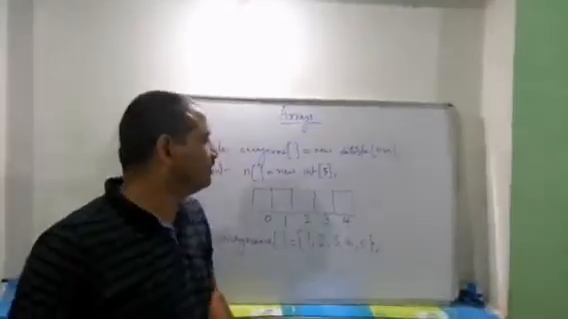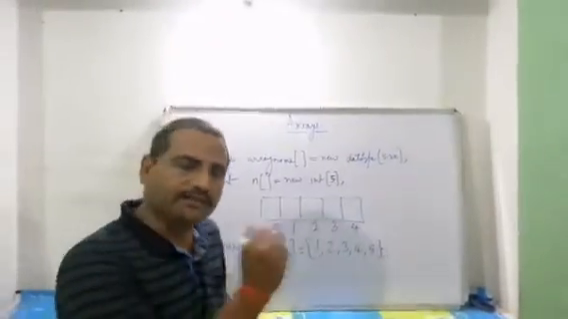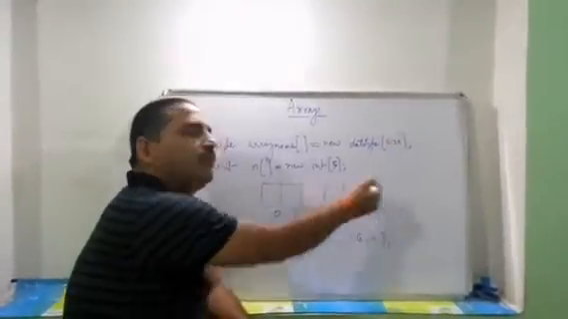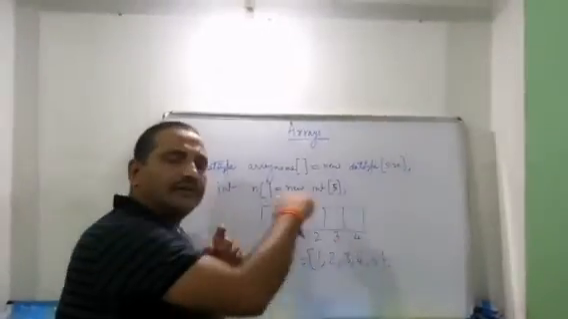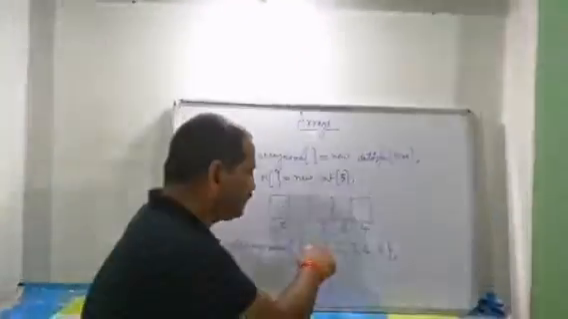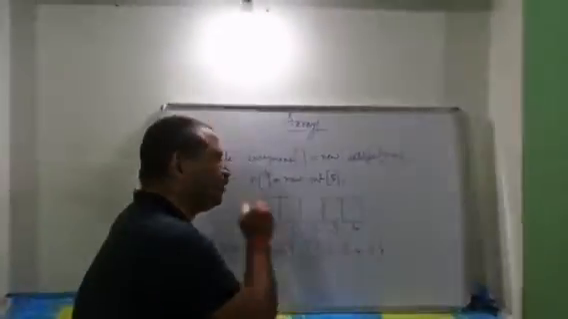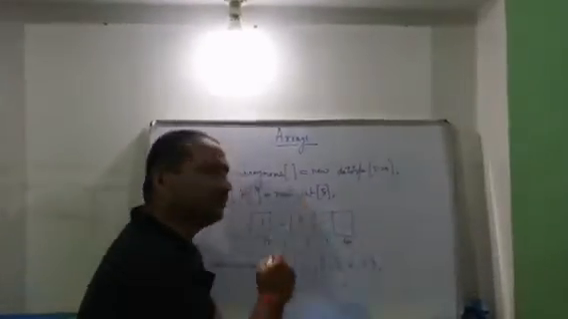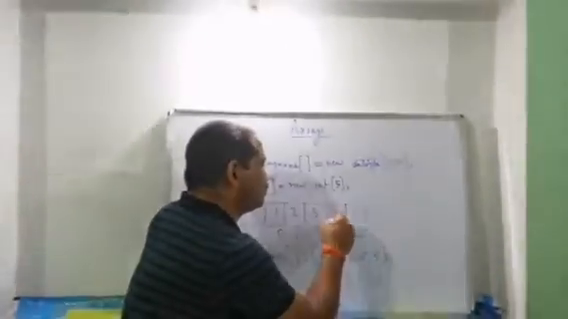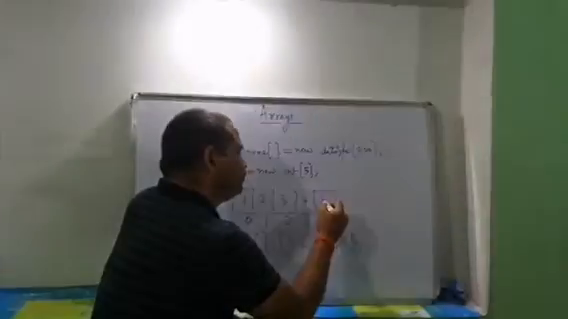Whatever sequence you have given for the values, in the same sequence the values will be stored in the blocks that the compiler assigned after declaration. The first value will be stored in the first block, the second value in the second block, the third value in the third block, the fourth value in the fourth block, and the fifth value in the fifth block.